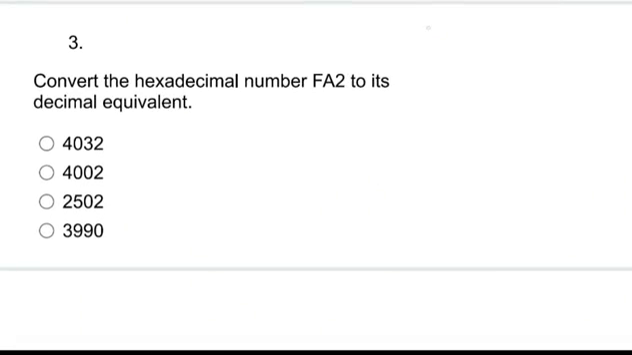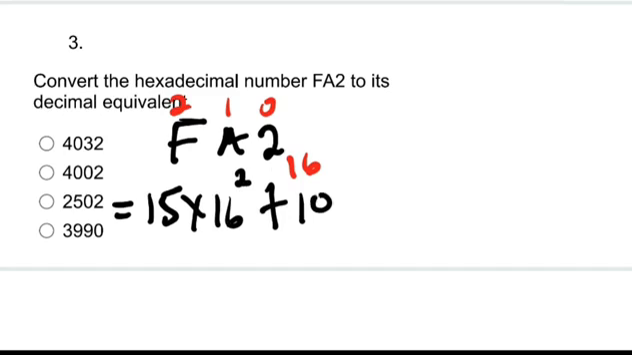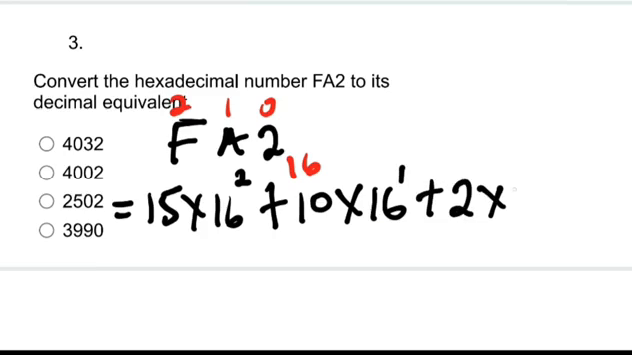Convert the hexadecimal number FA2 to its decimal. We want to convert this to base 10. Hexadecimal means it's in base 16. So that's what it means. The positions will be 0 1 2. As discussed before, F is 15 multiplied by 16 raised to power 2, plus A is 10 multiplied by 16 raised to power 1, plus 2 multiplied by 16 raised to power 0.